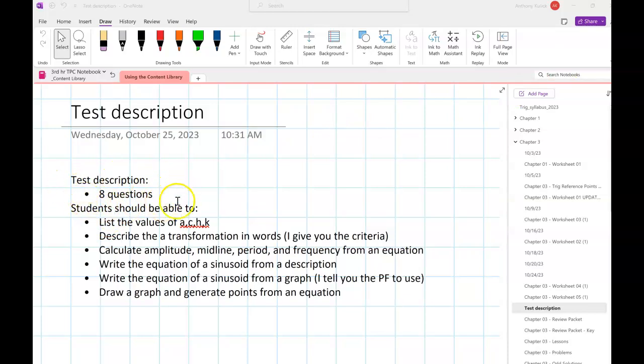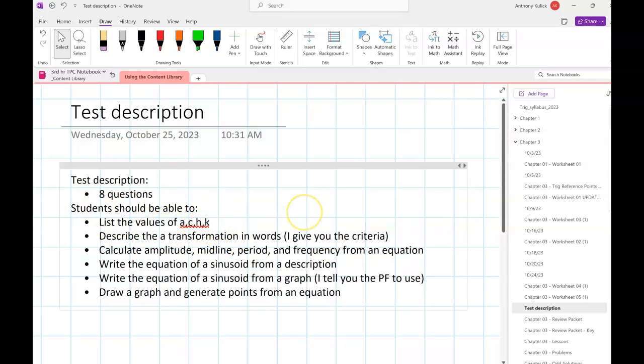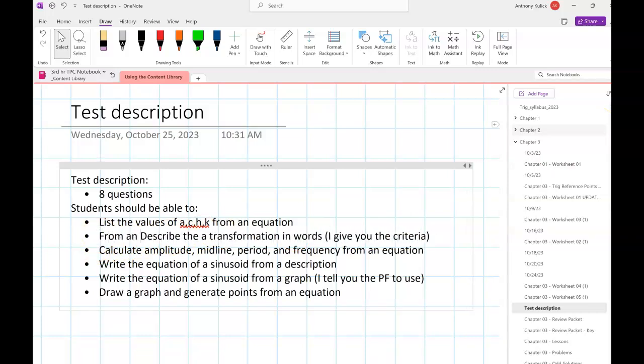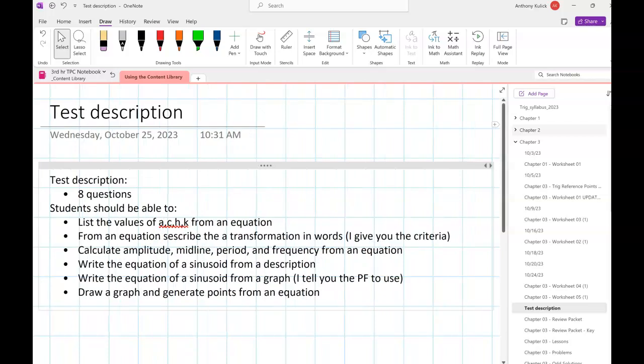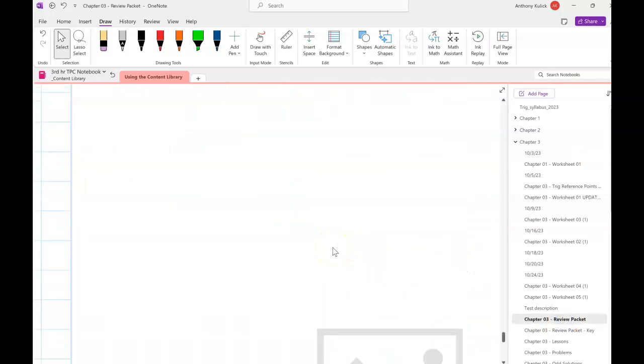So the test is going to have 8 questions, right? Things you should be able to do: you should be able to look at the equation and give us the values for A, C, H, and K. From an equation, you should be able to describe the transformation in words. I'll give you the criteria, like if you look at the last page of your review.